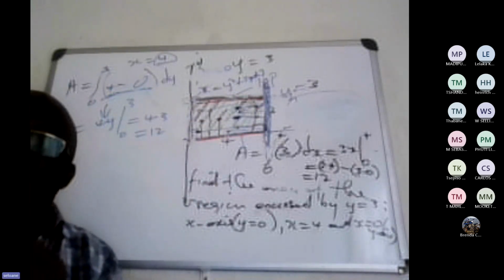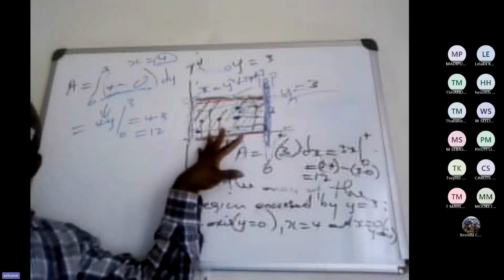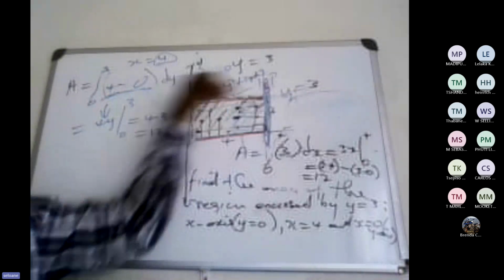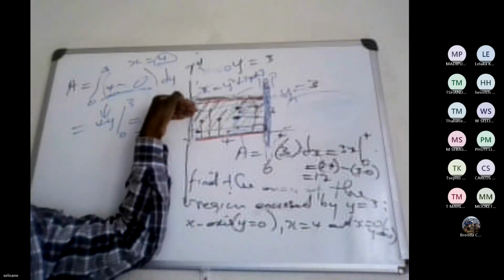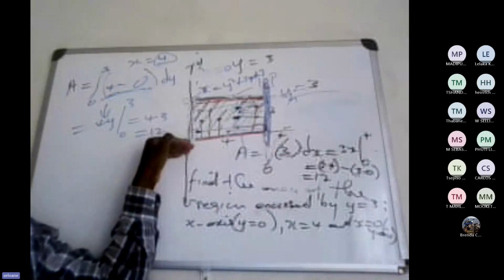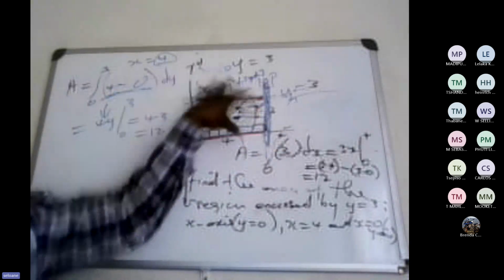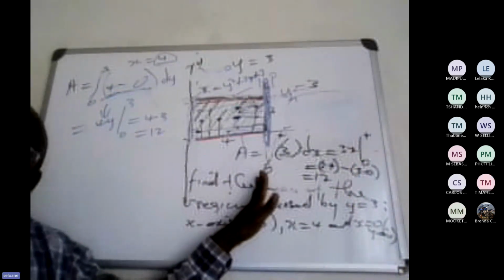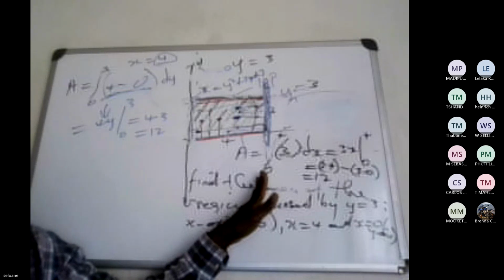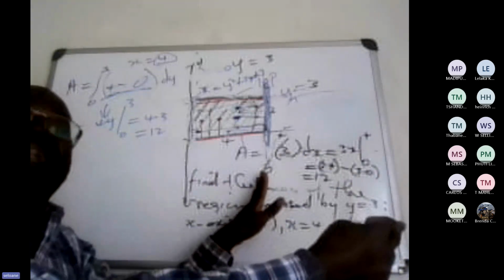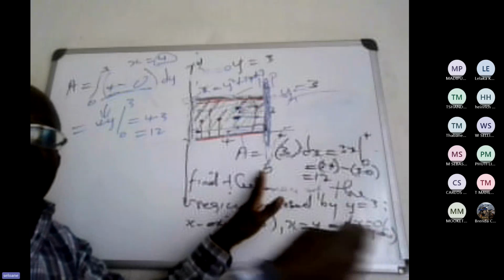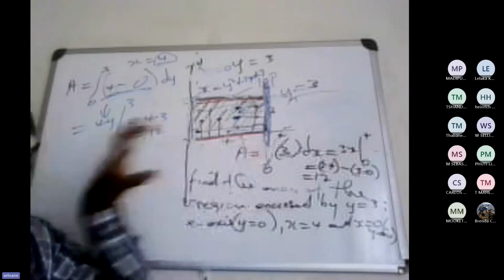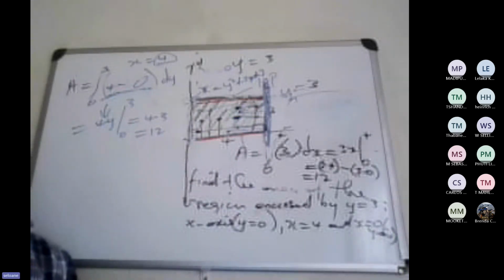Because there will be some regions where you don't have a single function forming the top. Maybe you don't have a single function forming the bottom. Maybe you need to divide your region into sub-regions. Say from here to here, they have a common top, and from here to here, you have another top. Therefore, A will now be the sum of the areas of those two sub-regions.